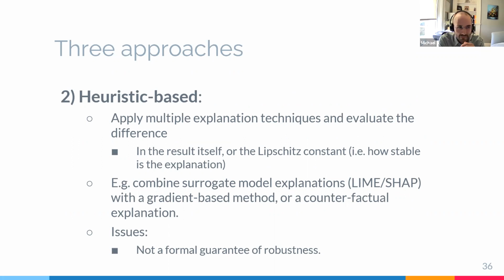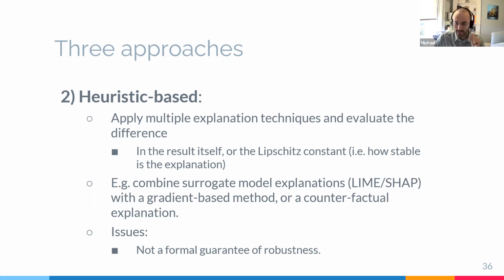The obvious way of looking at this is to apply multiple explanation techniques and evaluate the difference. The naive way of doing that is to look at the result itself. If one explanation technique is saying that salary is the most important attribute, and another is saying it's actually location or number of children, we get a clue that one of those explanations might not be robust.